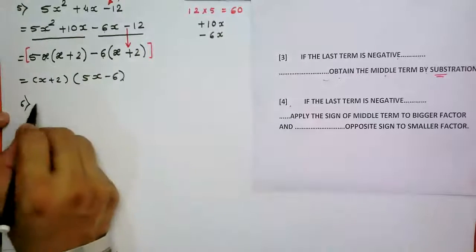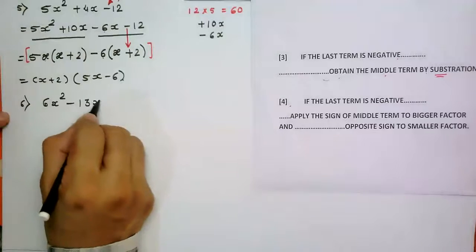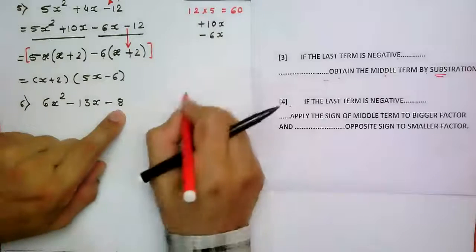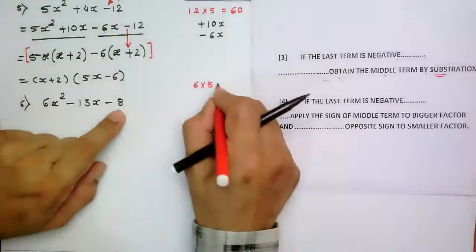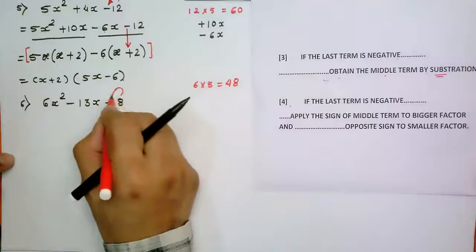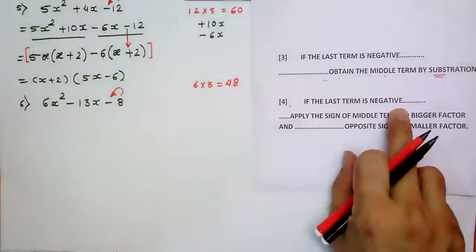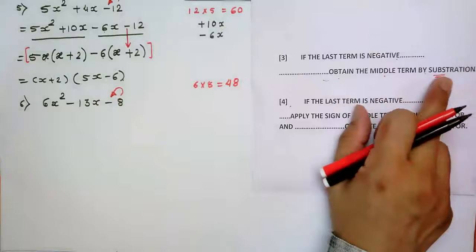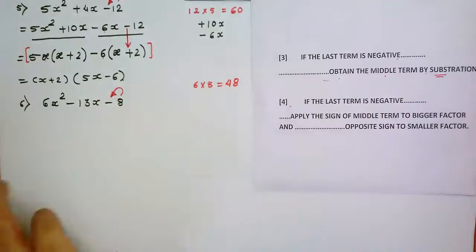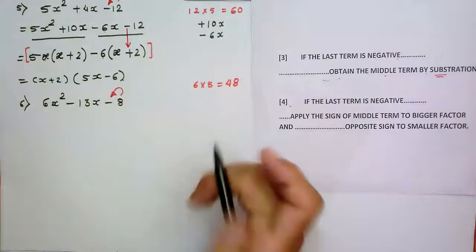Question number 6. 6x squared minus 13x minus 8. 6 into 8 is 48. Okay. Now see this sign. Last term is negative. If the last term is negative, obtain the middle term by subtraction. I have to obtain this 13 by subtraction. 8 minus 6 is 2, not the 13. So think of other factors.